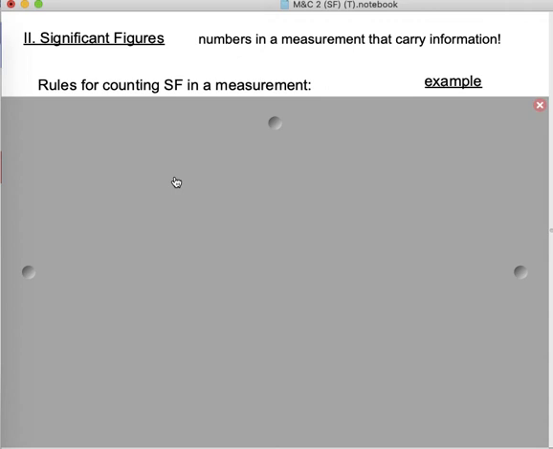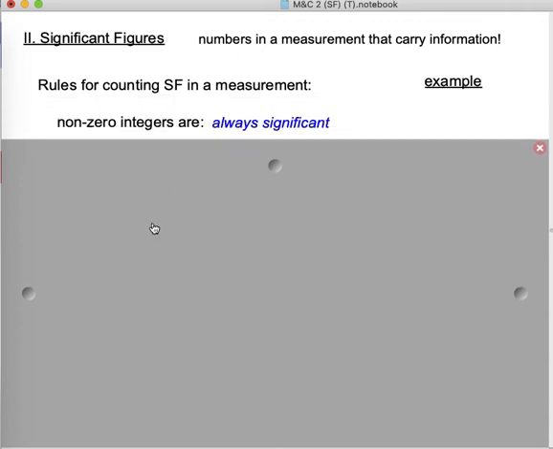We learned that significant figures are numbers in a measurement that carry information. So if you as a scientist go into the laboratory, measure some quantity with some device, when you record that measurement, you need to be able to tell me how many significant figures are in it. So let's go over the rules for counting the number of significant figures in a measurement.